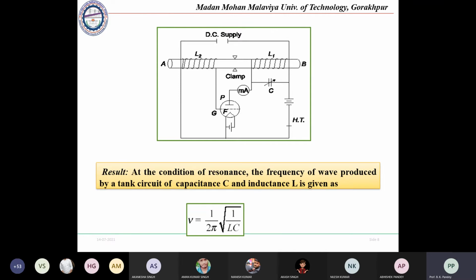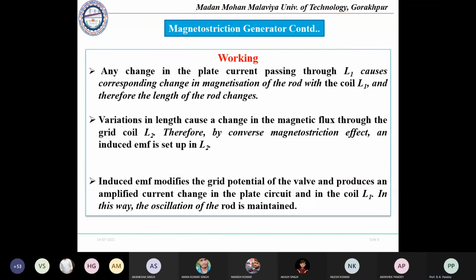So at the condition of resonance, the frequency of the wave produced by the tank circuit of the capacitor C and the inductance L is given as nu equals 1/(2 pi) times the square root of 1 upon LC. And this frequency around this rod will be produced, and that is known as the ultrasonic beam.